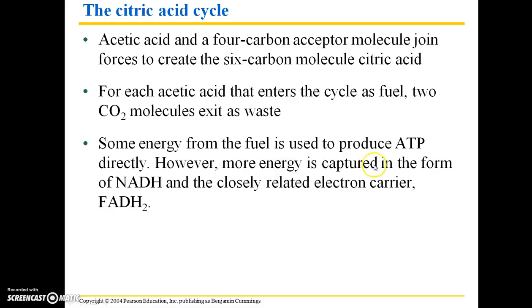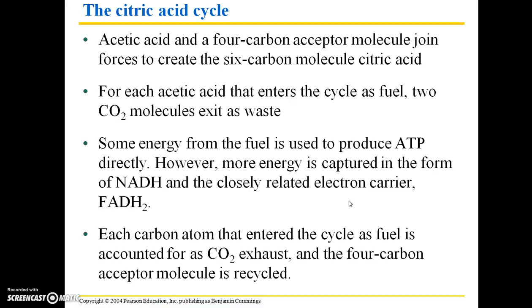So you can think of these electron carriers as those relay racers passing electrons from one to the next. And when those electrons are transferred to the next molecule, you get a release of energy. Finally, each carbon atom that entered the cycle as fuel is accounted for as CO2 exhaust, and the 4-carbon acceptor molecule is recycled. So all of that CO2 that we're breathing out, ultimately the carbon came from food we take in.